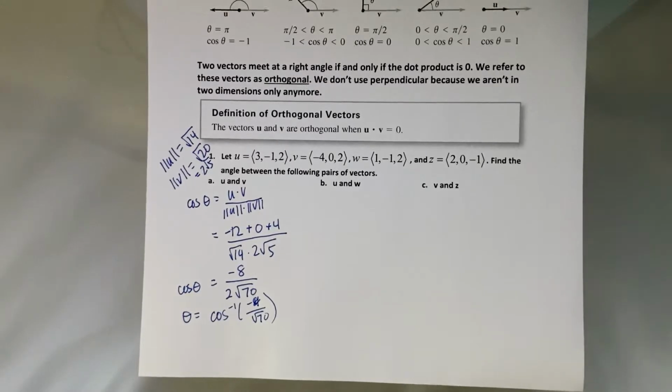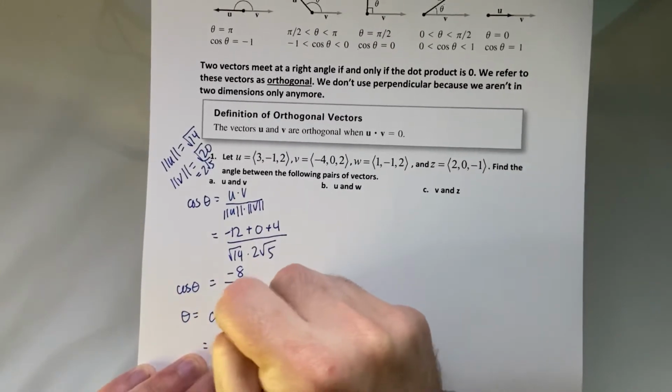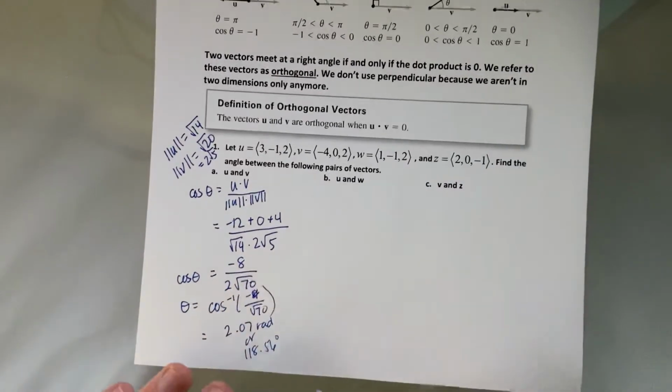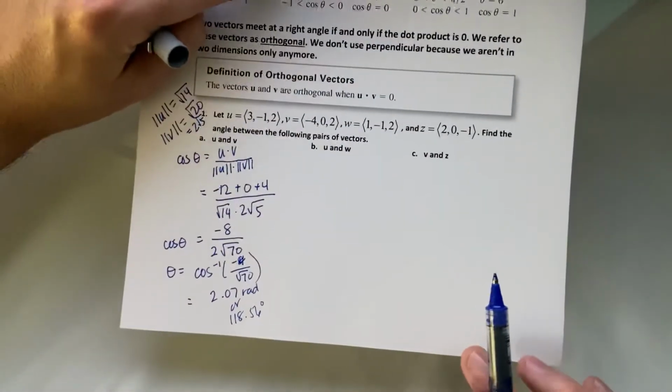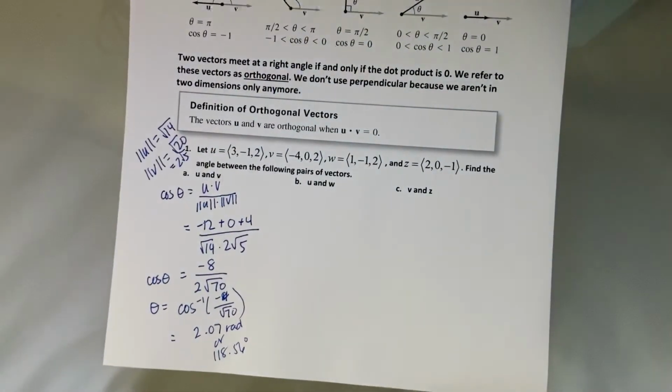If you do that inverse, you get 2.07 radians, or 118.56 degrees, which is consistent with what we said. If the dot product is negative, you should be between 90 and 180 degrees.